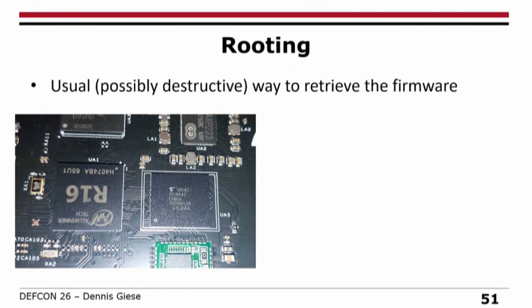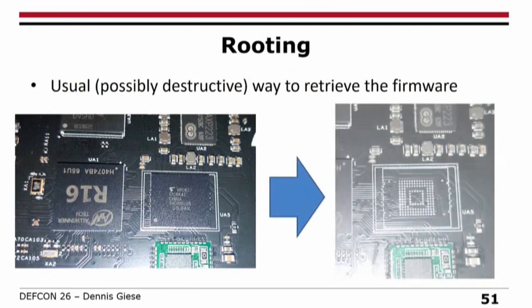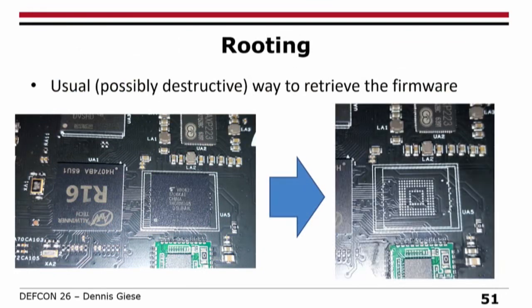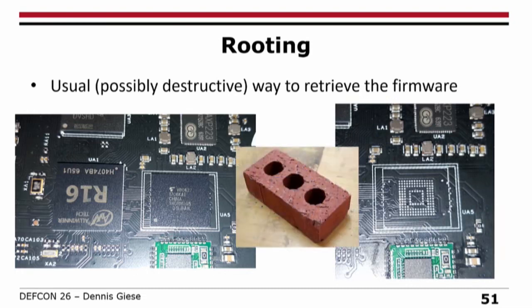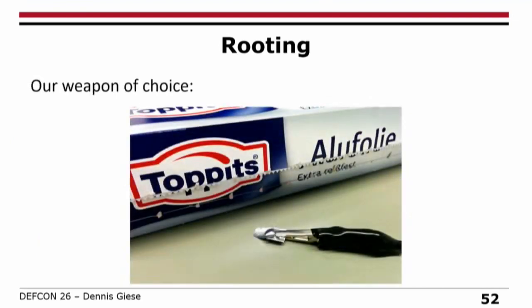A possible way to retrieve the firmware at first is to unsolder the MMC chip. But I guess for most of the people here in this room, including me, this would actually mean bricking the device, because I don't think I'm able to resolder a BGA chip so that it's working after that. So the weapon of our choice in this case was aluminium foil, actually, to get access to the device. And now you might ask, hey, how does it work, right? And the trick is the following.